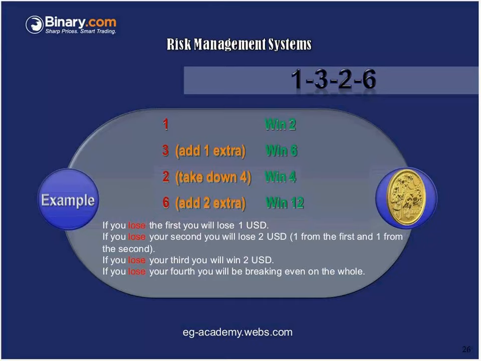It's like this. Clearly, if you lose the first trade, you will lose $1. If you lose your second trade, you will lose $2, one from the first trade and one from the second one. If you lose your third trade, you will win $2. If you lose your fourth trade, you will be breaking even on the board.